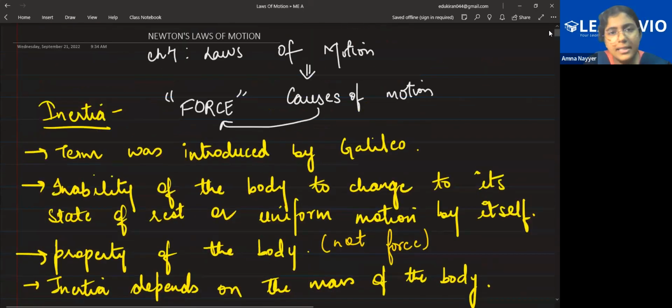Now, this is clear. Tell me, inertia is clear. So Newton's first law is automatically clear. Ali, clear? Alina, Abir? Ma'am. Yes. Yeah, ma'am. All right.